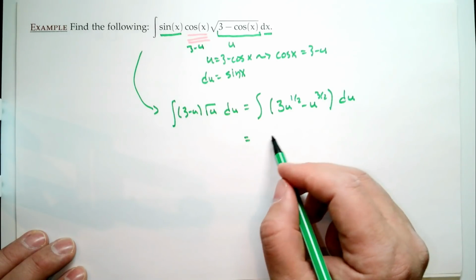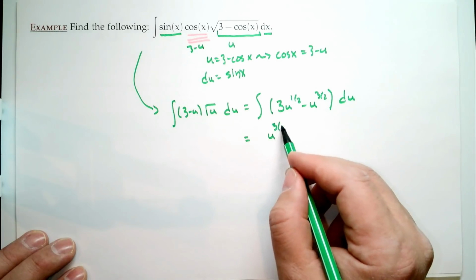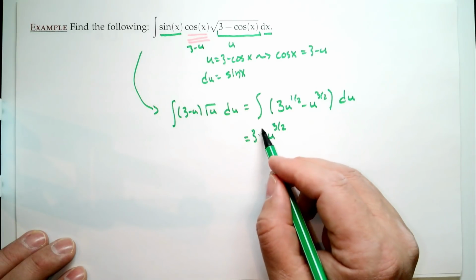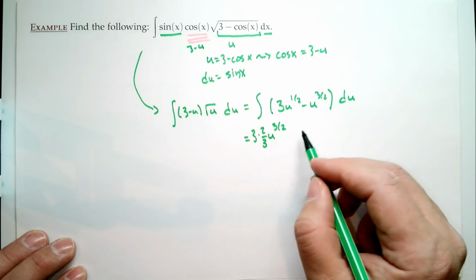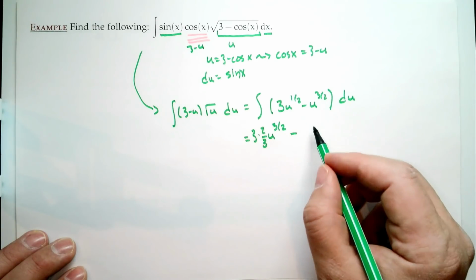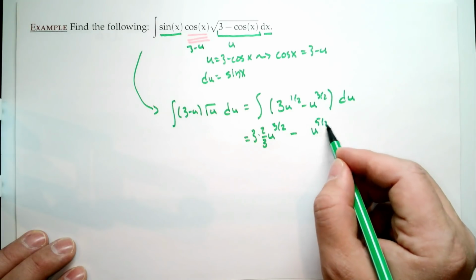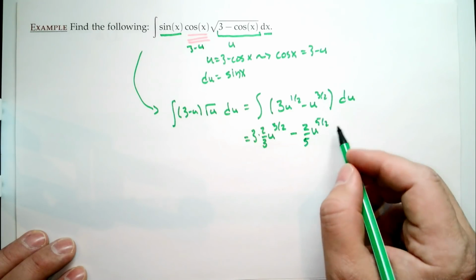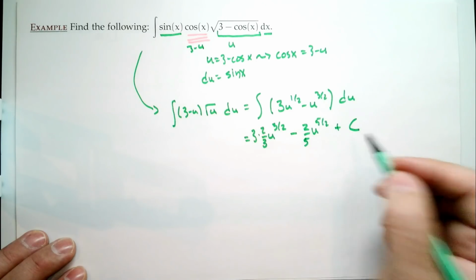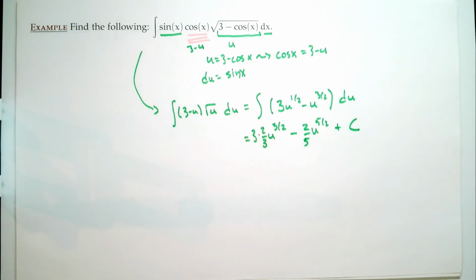So if we integrate that, well, add 1 to the exponent. That'll be u to the 3/2, and then I'm going to multiply by the reciprocal, 2/3. Minus, here I'd add 1, I'd get u to the 5/2, multiplied by the reciprocal 2/5. And always remember plus c. If you're dealing with an indefinite integral, you better put plus c. And if you don't, you're going to lose a point. And you don't want to lose a point. You want to get them all.